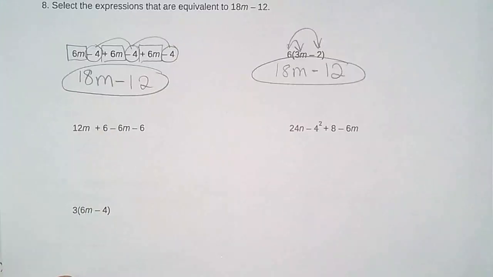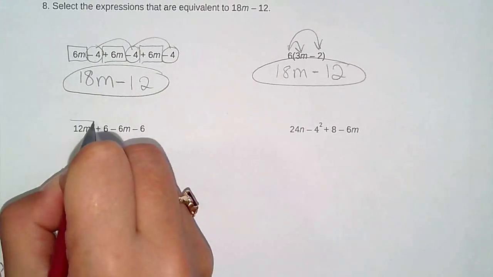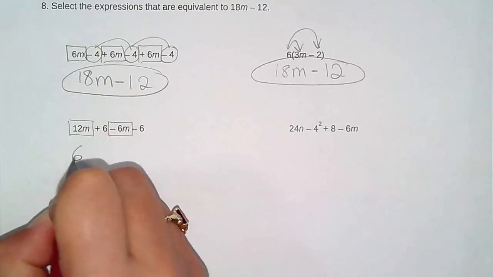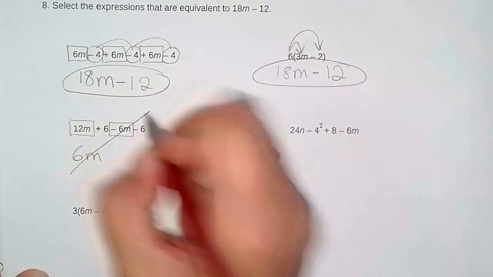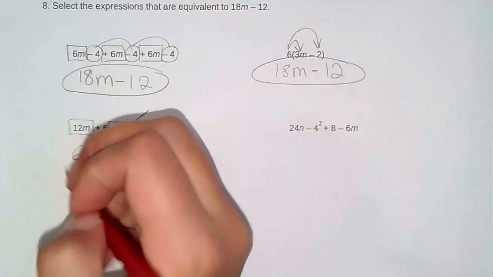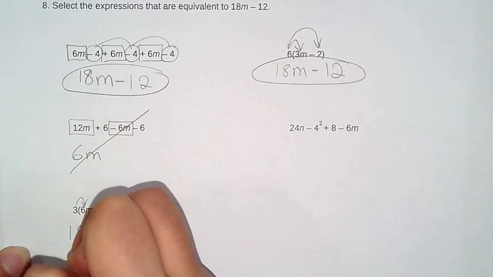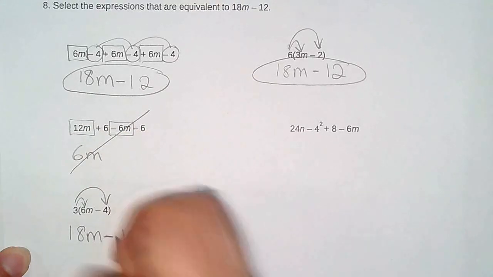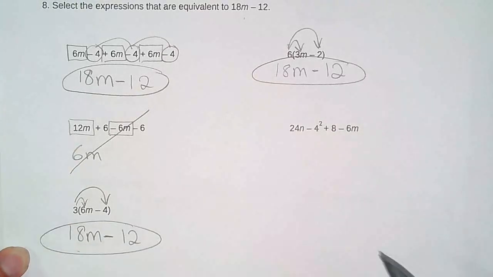Down here, I have 12m plus 6 minus 6m minus 6. I have 12m minus 6m. 12 minus 6 is 6m. I automatically know I don't have to continue because I need 18m. So that is not an answer. Then down here, I have 3 times 6m, which is 18m. And I have 3 times 4, which is 12, and I keep the sign. This is the same thing as 18m minus 12.